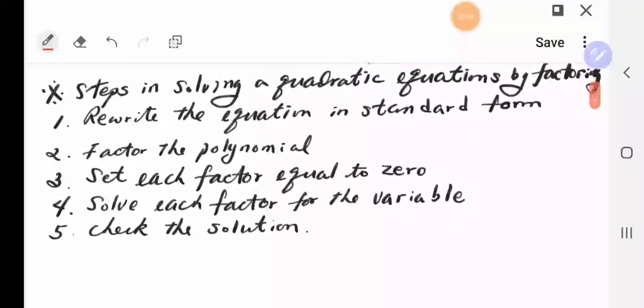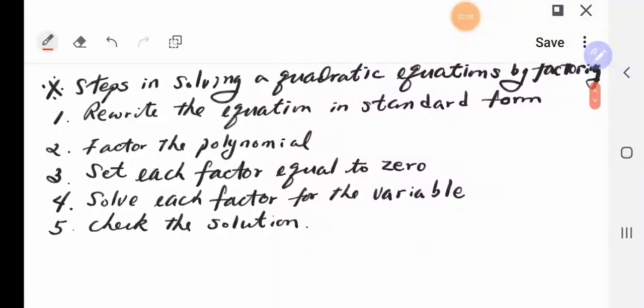So here are the steps in solving a quadratic equation by factoring. It doesn't have to be a quadratic equation. If an equation can be factored, then we can solve for the variable. The first step is always to rewrite the equation so that it is in standard form. Rewrite means move all the terms to one side, to the left, so the right side of the equation is always 0.